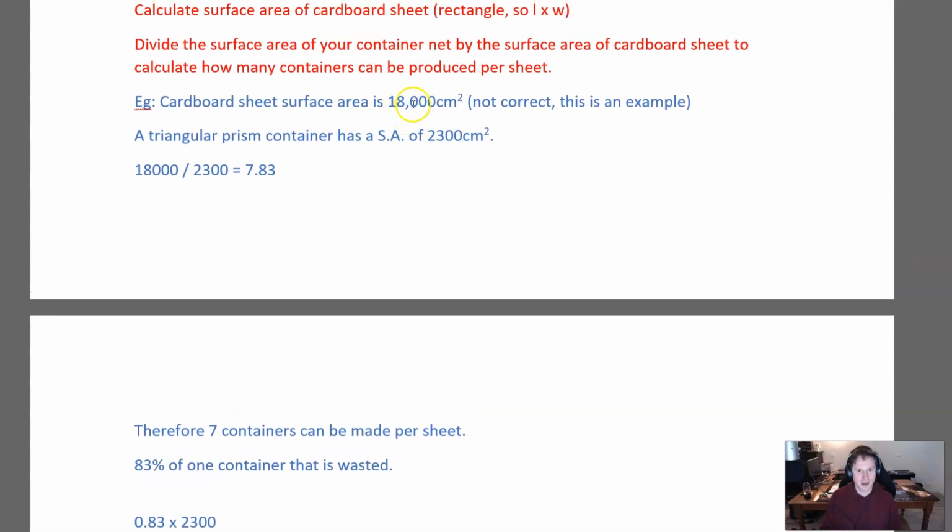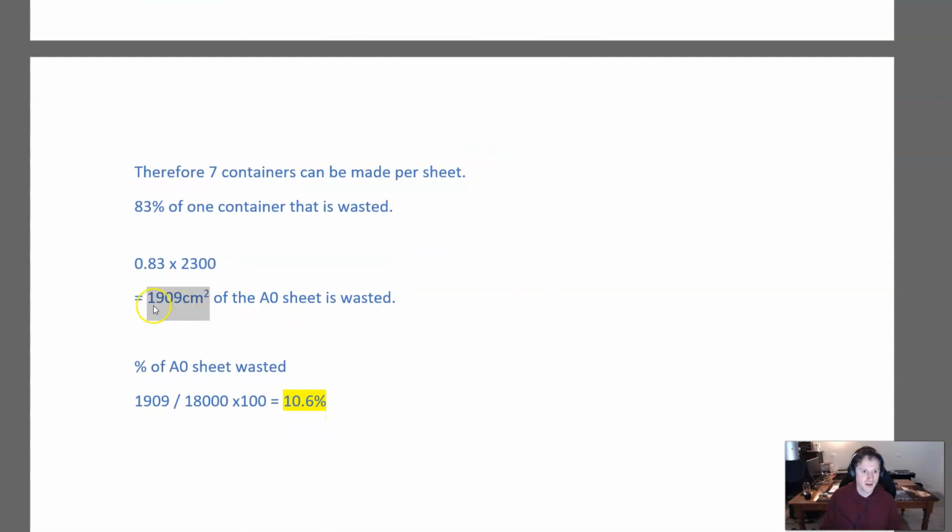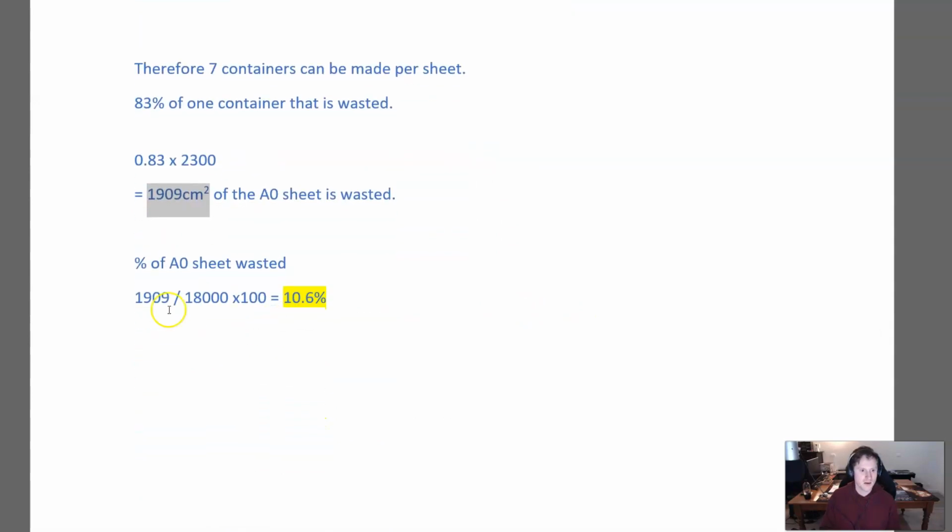So out of the 18,000 centimeters squared on the A0 sheet, 1909 is being wasted. I can then figure out the percentage of the A0 sheet that's wasted. So I can get the wasted quantity divided by the total surface area of an A0 sheet times 100. And that gives me an answer of 10.6%. So I can say when that A0 sheet is cut out for the 7 containers, 10.6% of it is wasted. Okay. So again, that wastage percentage is something that you can consider for which container is the best.